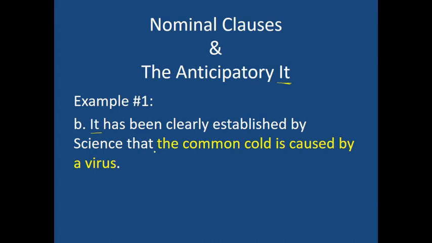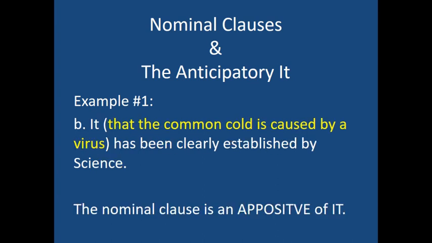All I've done structurally is I said, look, I want to focus on the common cold being caused by a virus. And so if I write it in this form, I can then structurally put it all the way at the end of the sentence. So we call this the anticipatory it, because I have this word it, and I'm trying to anticipate what it is referring to. And what it's referring to is that the common cold is caused by a virus. What I've really done is I've created an appositive of the word it, except I've put the appositive really far away.